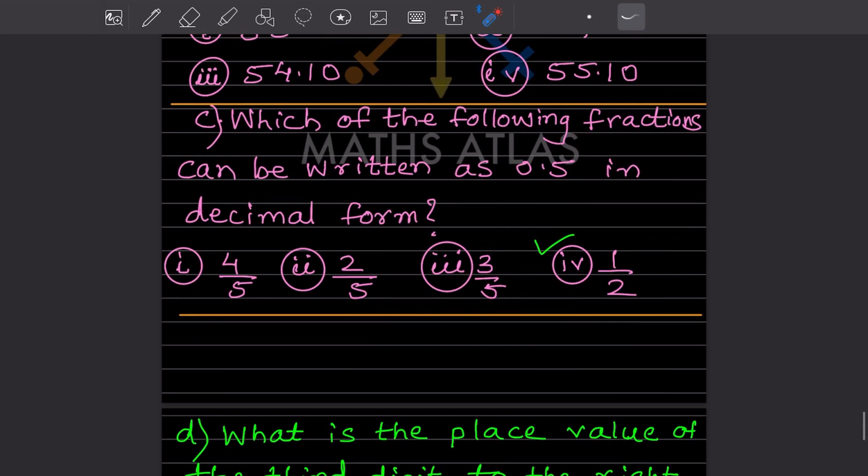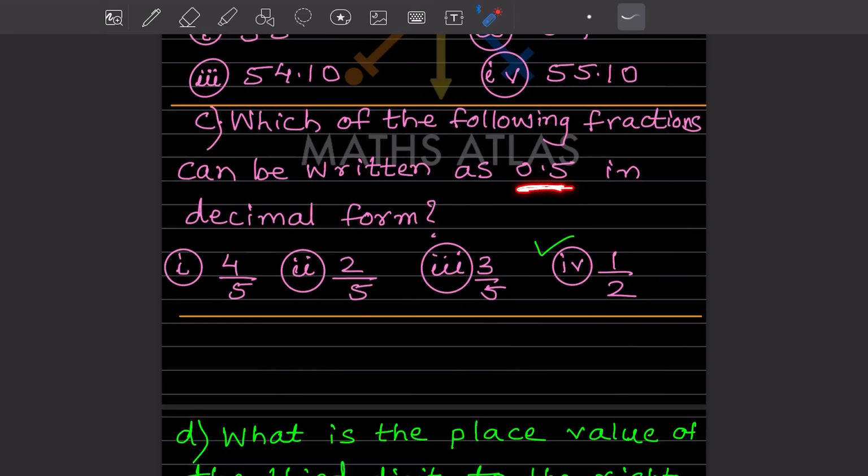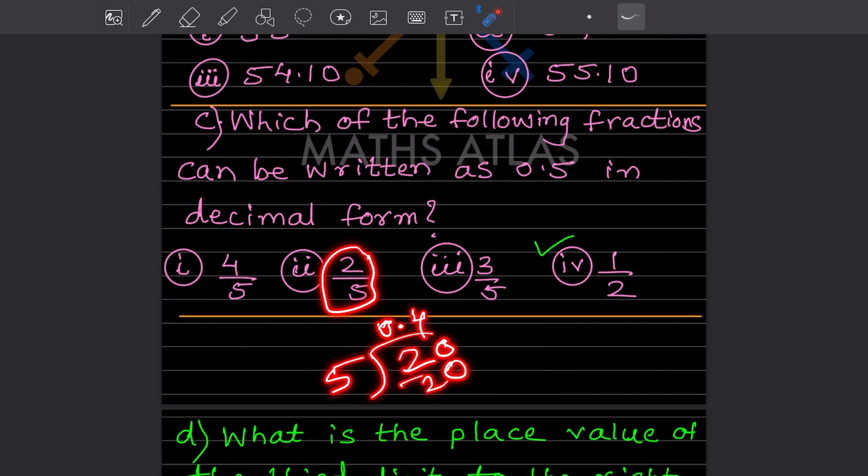Which of the following fractions can be written as 0.5? When you divide 4 by 5, since this is not divisible, you write 1 0. So here will be 0.5, 8 fives are 40. So this is not 0.5. Same with 2 divided by 5. You put here 1 0, and you write 5 fours are 20. So this also is not possible.